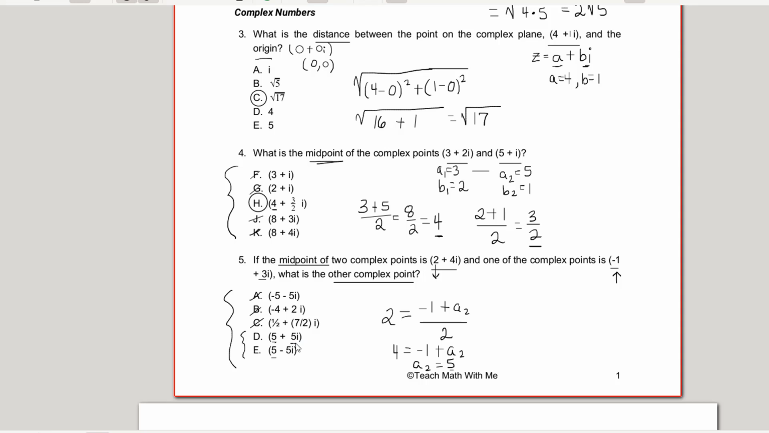We've got to find where is the imaginary component, either +5 or -5. So we're going to work the same way. Here is our imaginary component of the midpoint is equal to 4. That's equal to 3 plus b2 divided by 2. We'll multiply both sides by 2. We get 8 equals 3 plus b2. Subtract 3 from both sides, and b2 is equal to 5, that +5. So that makes answer choice D the correct choice there.